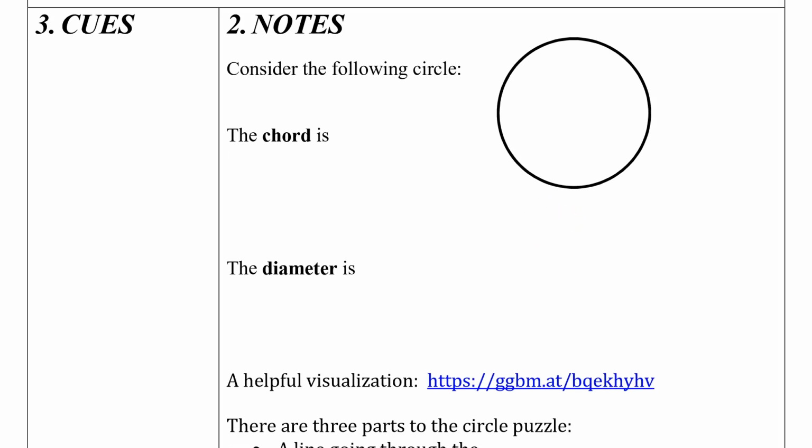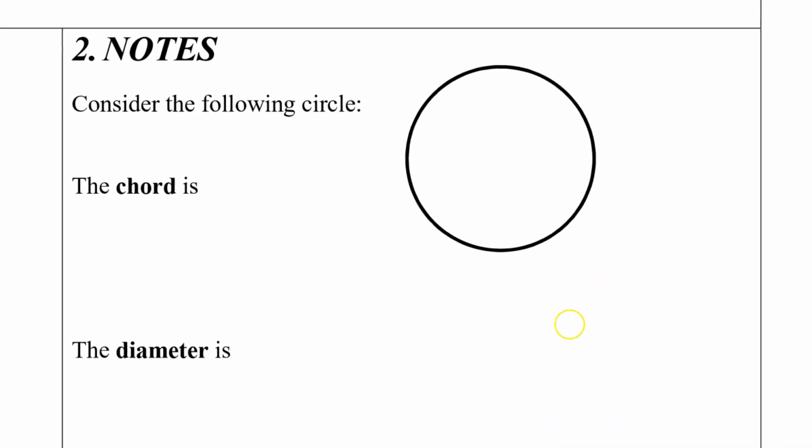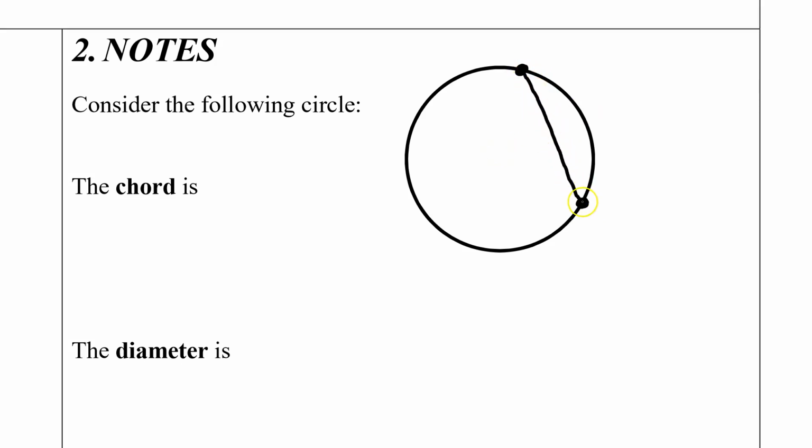So just like in the other video, what I want us to do is consider the following circle. Let's just zoom in on it a little bit. Now we want to take down a few definitions here. Now this right here is an example of a chord. I have two dots on the circumference, and a line segment connecting.